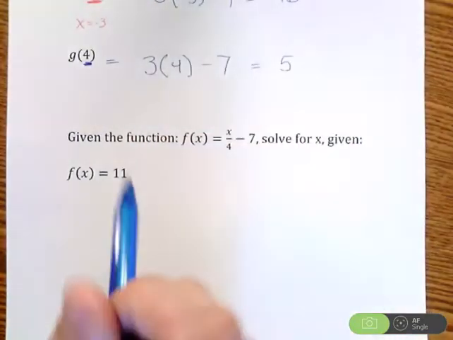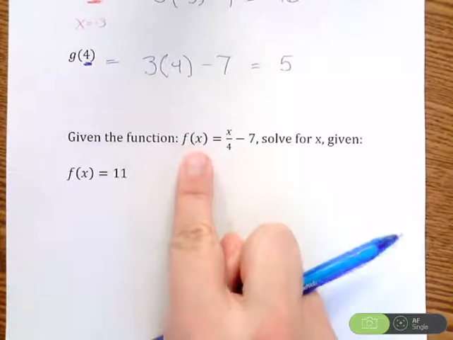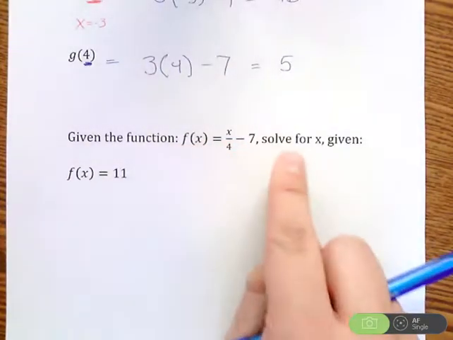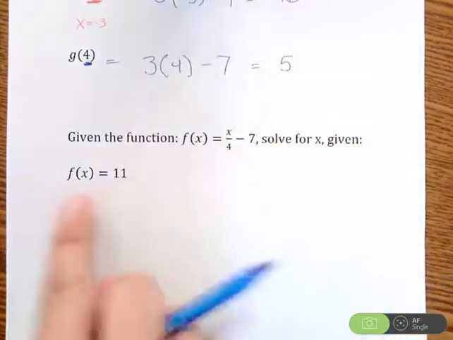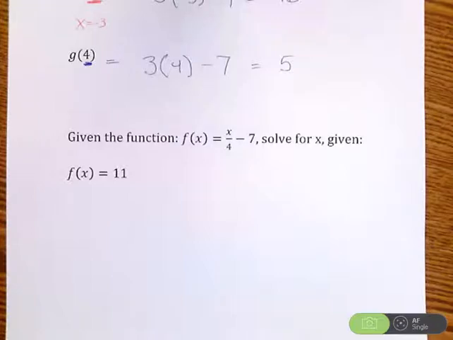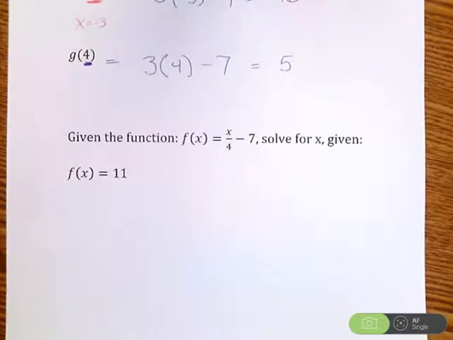Now towards the bottom, I'm going to change things up a little bit. So we're given a new function. This is my f function because, well, it has an f here. f of x equals x divided by 4 minus 7. We need to solve for x given f of x equals 11. Now, a lot of kids just immediately try and rush into it, like, okay, x is equal to 11, plug in 11, done. That's not what's going on here.